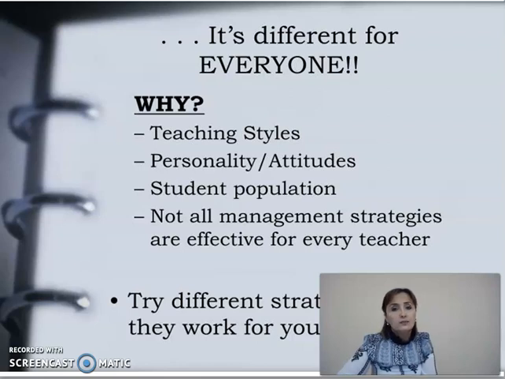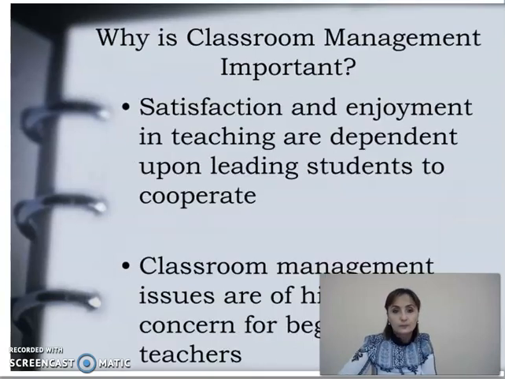It's different for everyone. Why? Because of the teaching styles of teachers, because of personality, because of the attitude of teachers, and because of the student population. And not all management strategies are effective for every teacher. So in this case, try different strategies to see if they work for you.